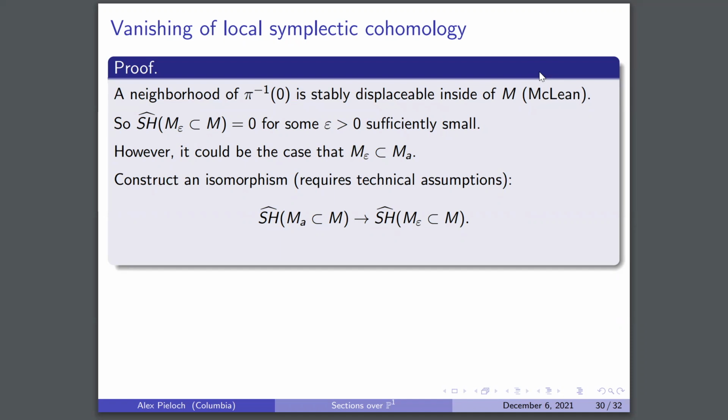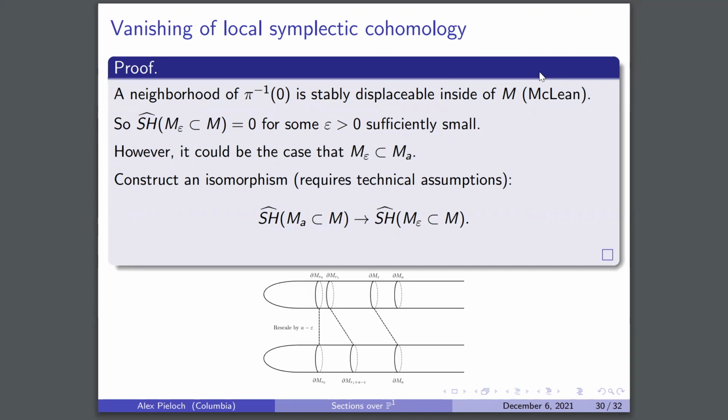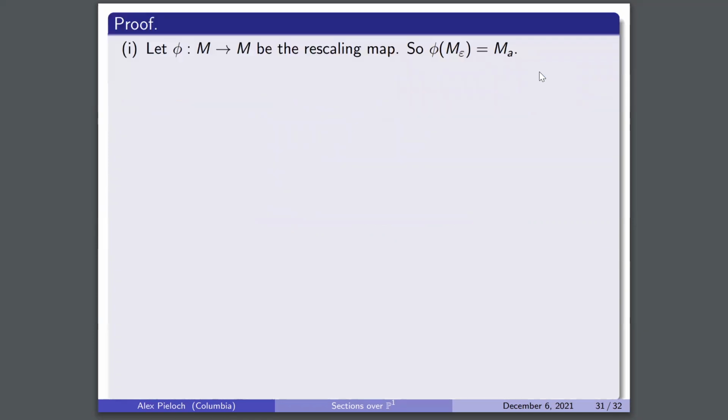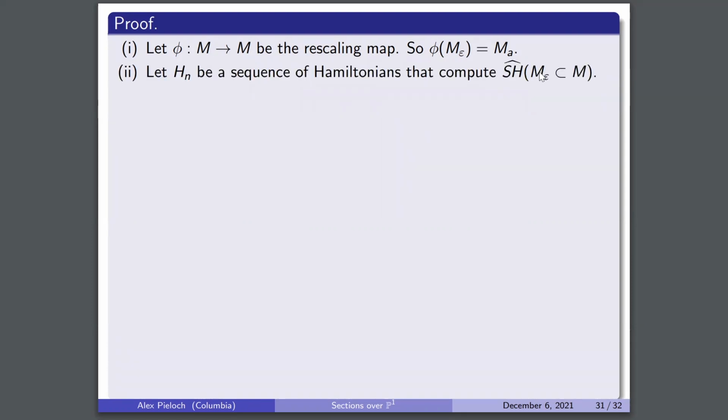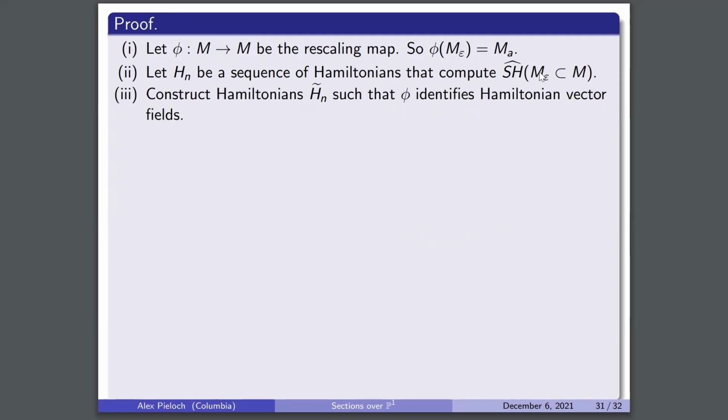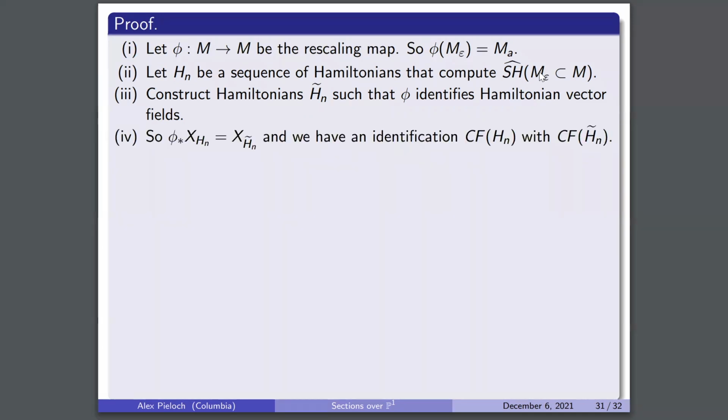Okay, so maybe I'll try to do this quickly, at least enough to indicate what the problem is and why you need C1 is equal to 0. So we rescale. So phi takes the disk of radius epsilon out to the disk of radius A. And so we fix some sequence of Hamiltonians that are going to compute this local symplectic homology for M sub epsilon. Then we also construct an analogous sequence of Hamiltonians, Hn twiddle, and we assume that phi relates their Hamiltonian vector fields. So phi takes the Hamiltonian vector field for the disk of radius epsilon, and it pushes it forward to the Hamiltonian vector field for the disk of radius A.